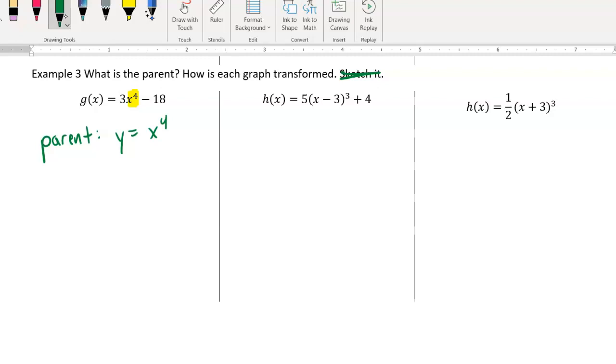And so now we want to figure out, how has it been transformed? Because if the parent function is y equals x to the fourth, the 3 and the minus 18 are going to do different things to change that. The minus 18, that's pretty obvious, means it's going to go down 18 units because that's outside the parent function. And that 3 is being multiplied times x to the fourth, so that 3 is happening after we take x to the fourth power. Since it's multiplication, it's going to be a stretch, so it's a vertical stretch by 3.